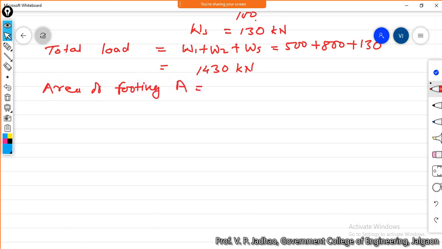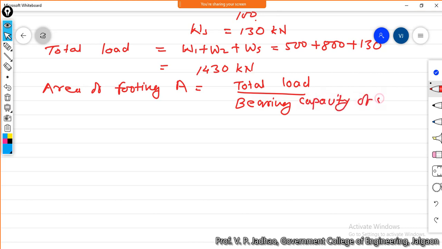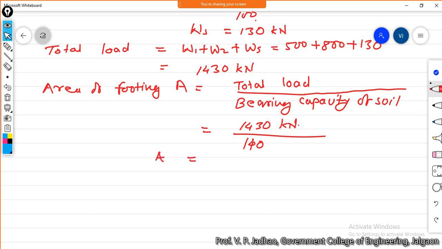Again we know that the area of your footing, A, is given by the formula: area of footing A is equal to total load divided by bearing capacity of soil. We have total load equal to 1430 kilonewton, and the bearing capacity of soil is given as 140 kilonewton per meter square. So the area of footing is equal to 10.21 meter square.